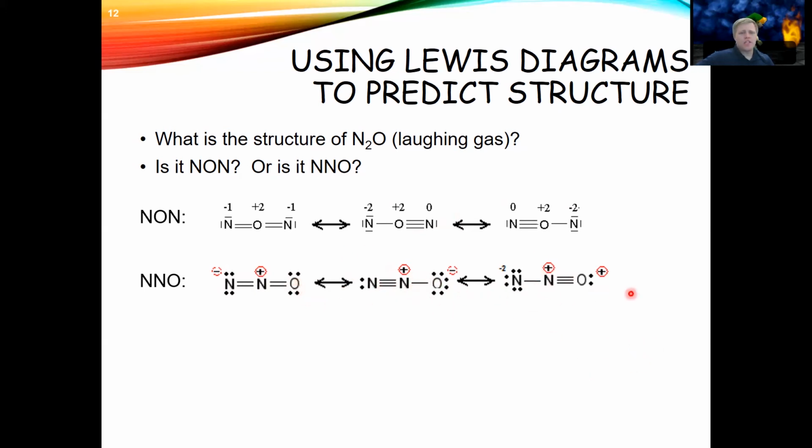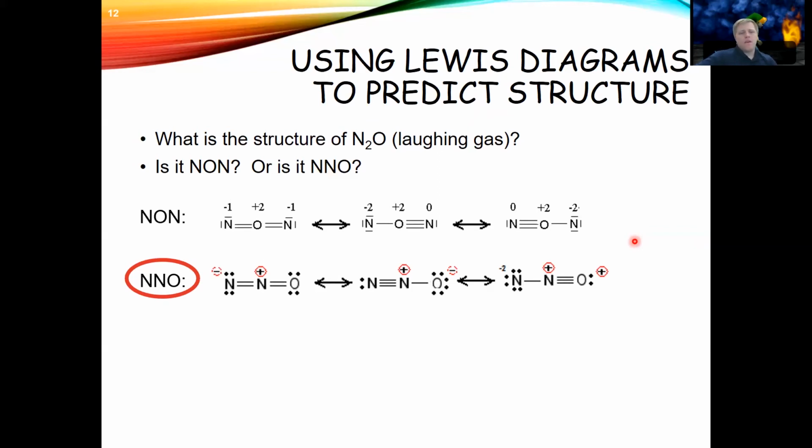Now, if you look at the charges on these structures, we do have one structure that has a -2 charge on a nitrogen, but overall, all the charges on all these structures are a lot lower than they are for the NON structures, right? And so the NNO is actually the more favorable, or the actual favored structure for N2O. This NON molecule really doesn't exist, right? So this is a case where we're violating that symmetry rule that I tried to teach you last time. And the reason we have to violate it in this case is to minimize formal charge on all of our atoms.